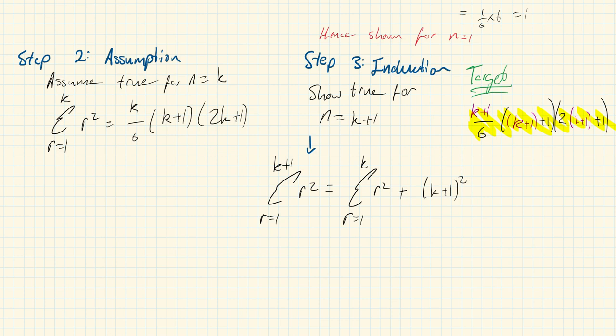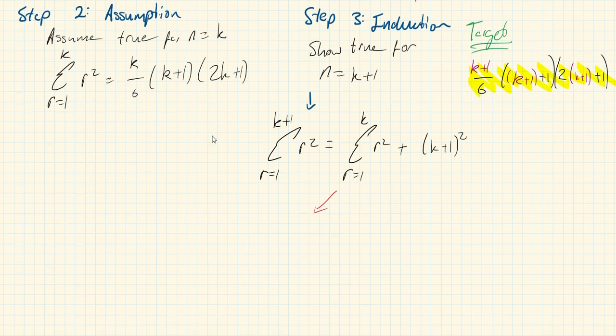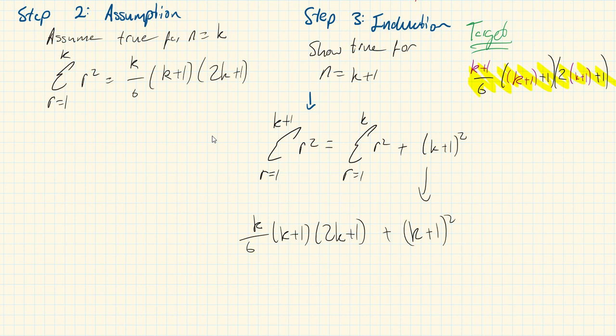As I said, the first bit we've got from our assumption step. So I'm going to take the formula down from our assumption step. That is k over 6, k plus 1, 2k plus 1. And then we're adding on our k plus 1 term, k plus 1 squared.